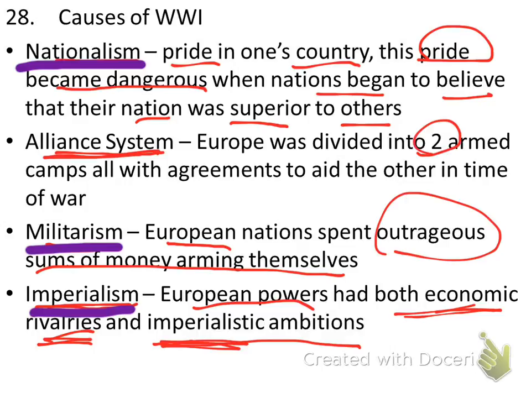Europe was divided into two armed camps, all with agreements to aid the other in time of war. So, the Archduke Ferdinand of Austria is shot and killed by a Serbian. Austria demands Serbia turn over the people responsible. Serbia says no. Austria starts screaming, talking about invasion. Serbians call their buddies the English. English steps in to help Serbia. Austria declares war on England. Austrians then call their buddies the Germans to declare a war on England. England calls their buddies the French. They declare war on Germany and Austria. Next thing you know, all the dominoes are falling.